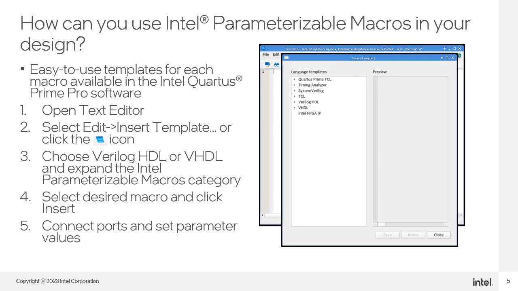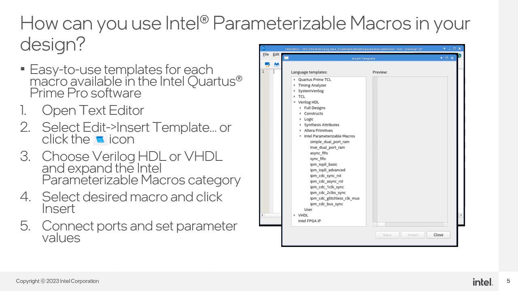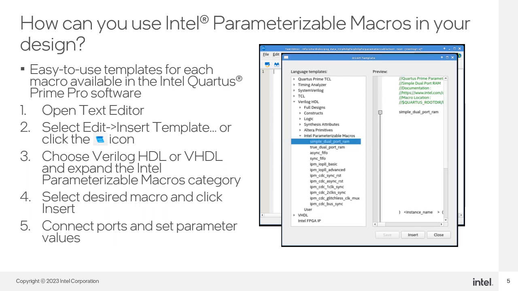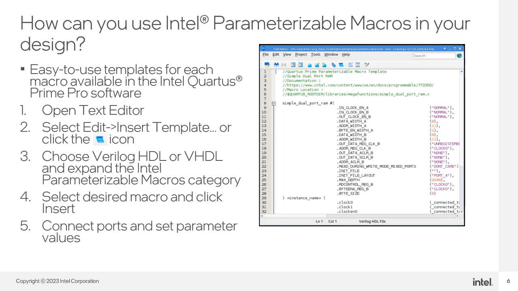This opens the Insert Template dialog box. Select either Verilog HDL or VHDL, and expand the Intel Parameterizable Macros category. Select your desired macro and click the Insert button. This inserts the template into your RTL, and you can connect the ports and set the parameter values as needed for your design.